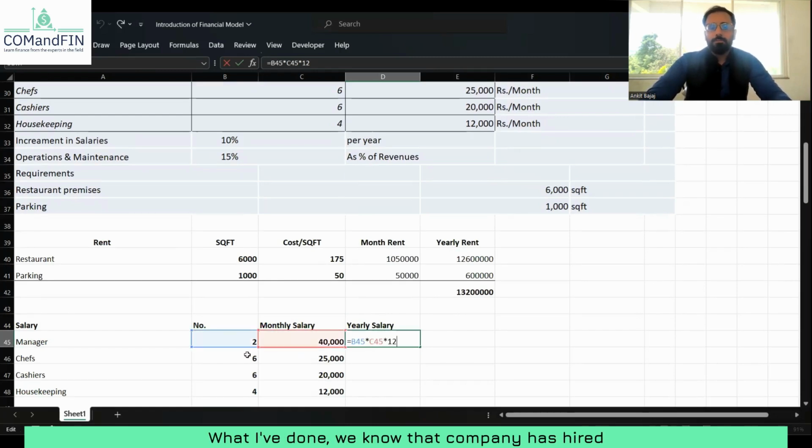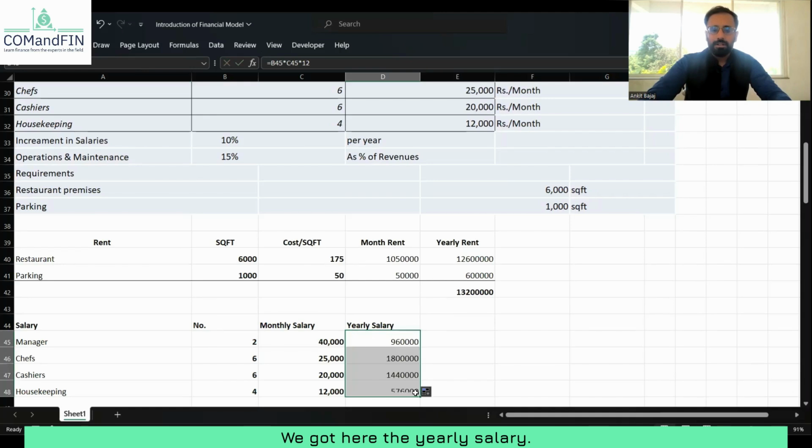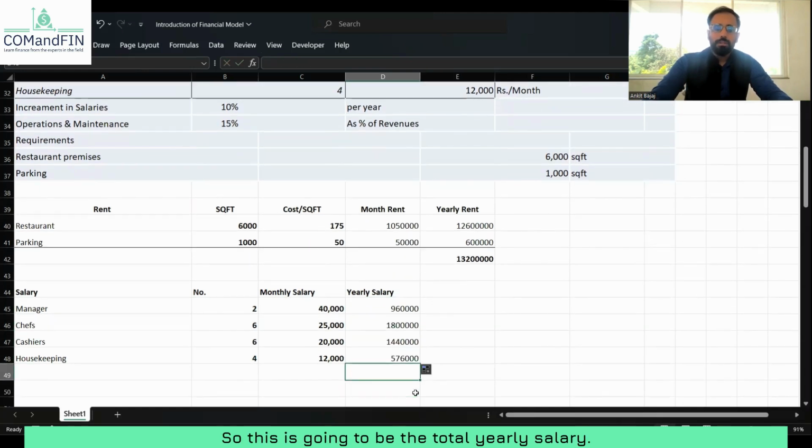What I've done, we know that the company has hired 2 managers, and the monthly salary paid to a manager is 40,000 here, right? And there are 12 months in a year, so I will take 12 here, and we got here the yearly salary. So this is going to be the total yearly salary.